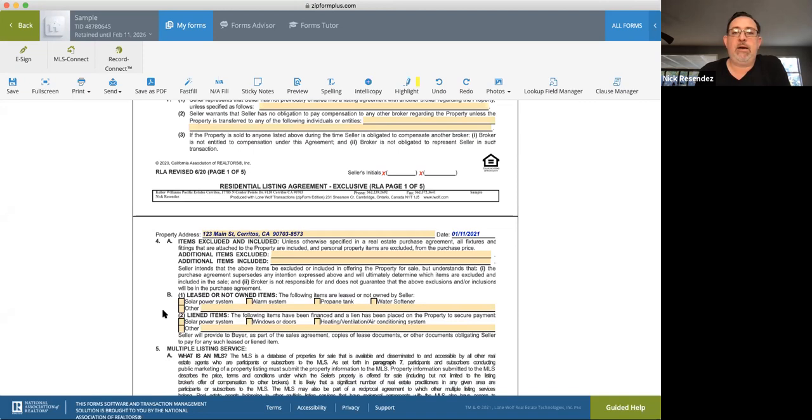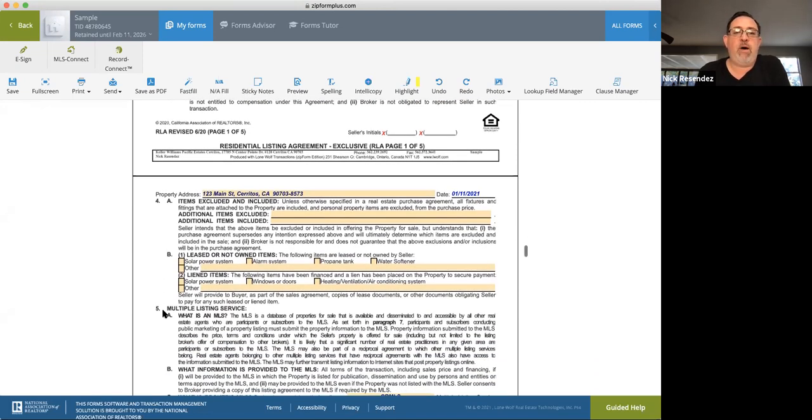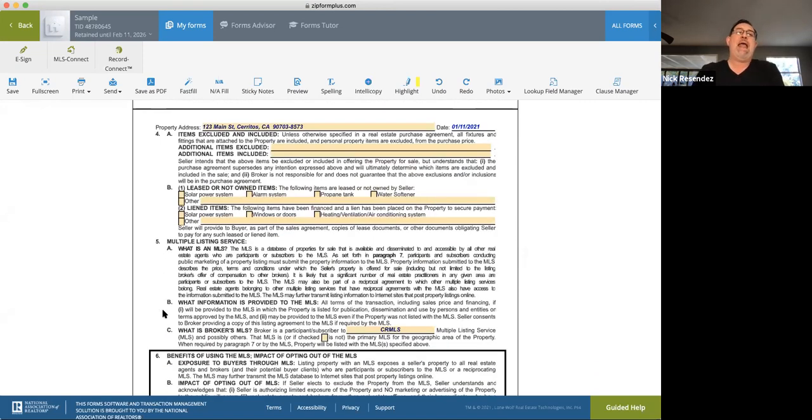Let's see here. Let's move on to paragraph 4. So 4A, items excluded and included. Now, remember, the things that come with the property, excluded and included, that's an agreement between the buyer and the seller. Now, this is your chance to ask the seller, is there anything that is not coming with the property that should normally come with the property, i.e. anything appurtenant, right, or attached to the property.